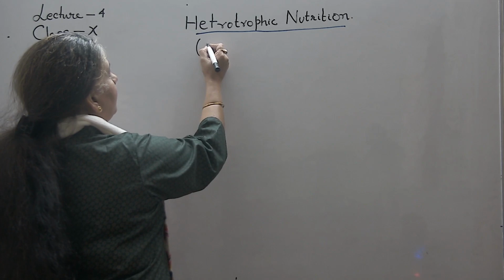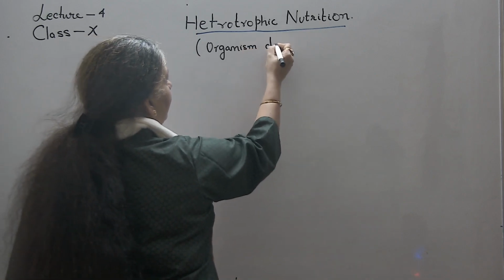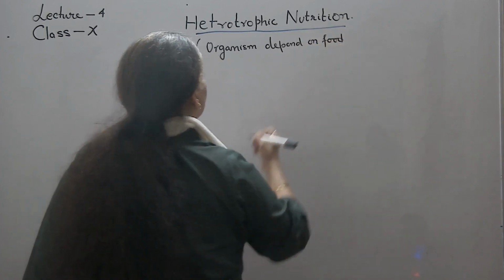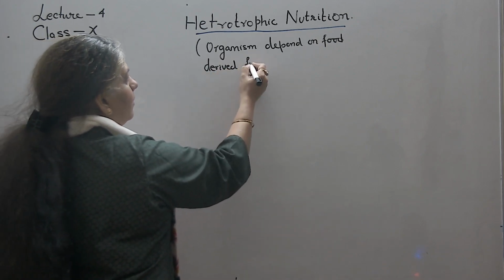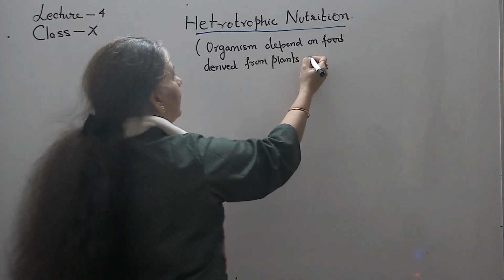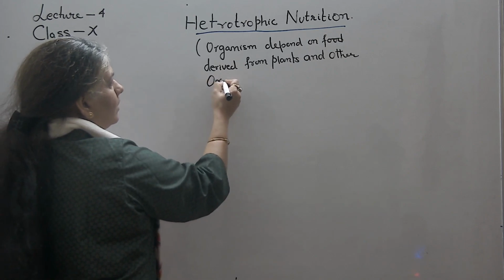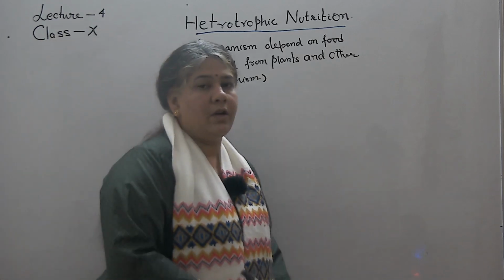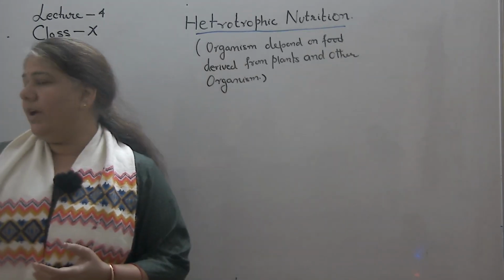That is, organisms depend on food derived from plants and other organisms. Since food is different for different organisms, the mode of taking in food also differs. So we'll see various modes of heterotrophic nutrition.